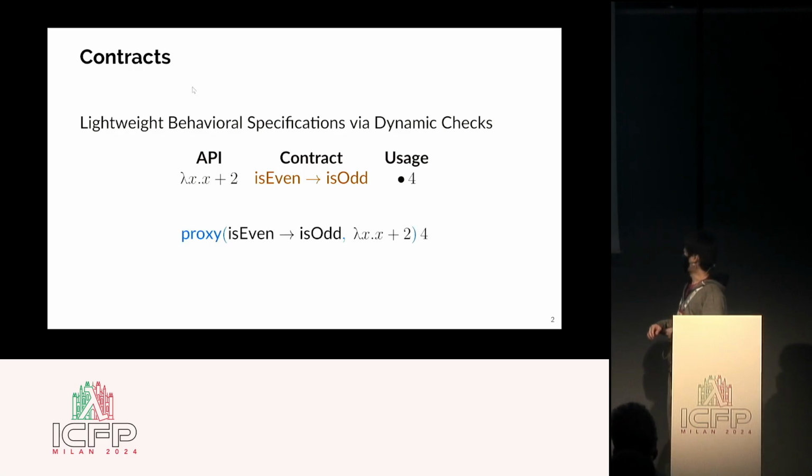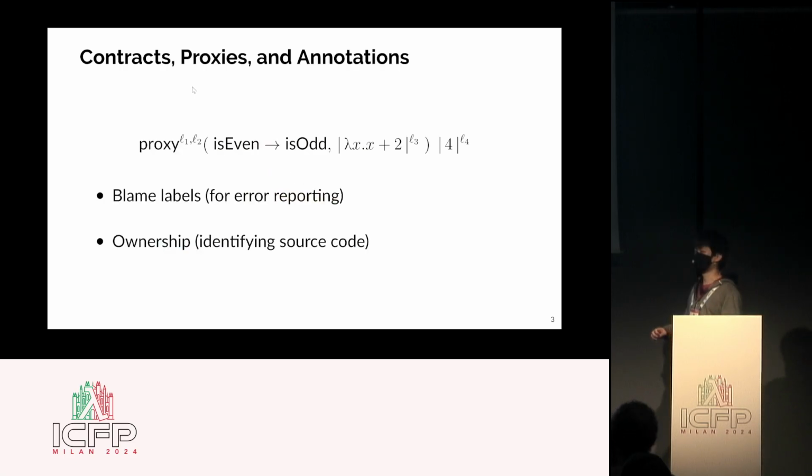For example, the proxy colored blue is a wrapper function that will intercept function applications and then insert appropriate dynamic checks. In practice, people have added a lot more interesting features on top of this. For example, in Christiansen's work, they added blame labels, the ones colored blue, that are used to report which contract has failed during runtime.